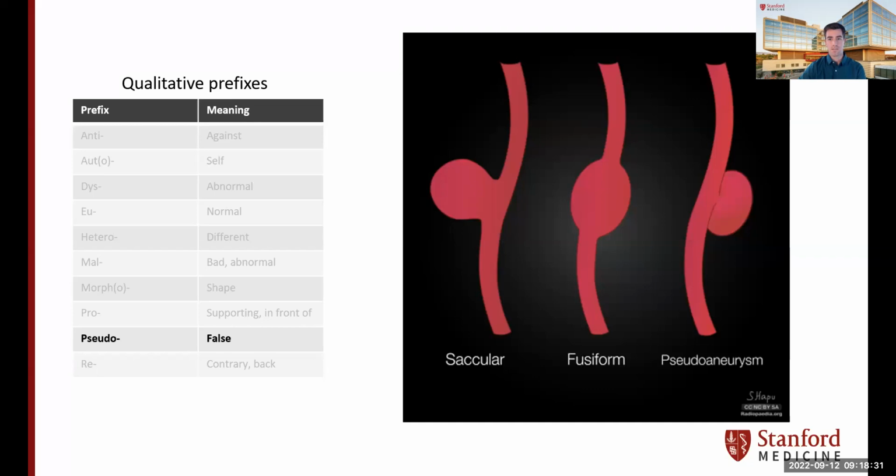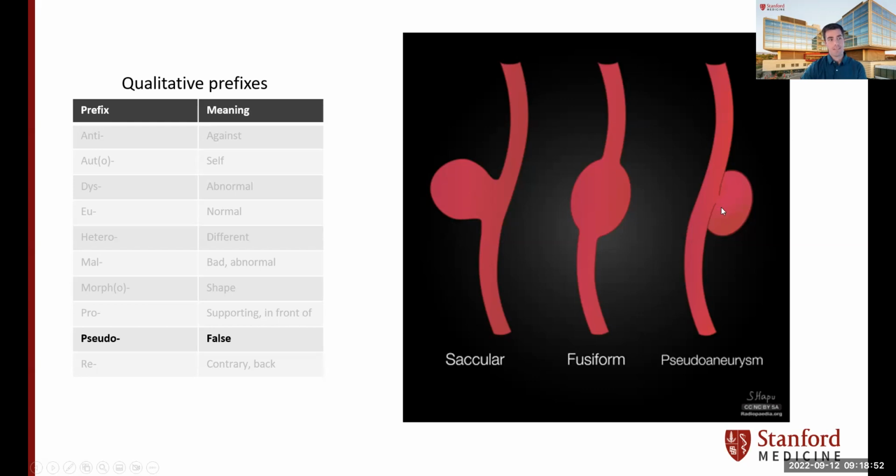Pseudo is false. So going back to our aneurysms, a true aneurysm, like a AAA, is when you have all three walls of the vessel expanding, whereas a pseudoaneurysm is when only one wall of the vessel expands and the rest of the vessel is intact.